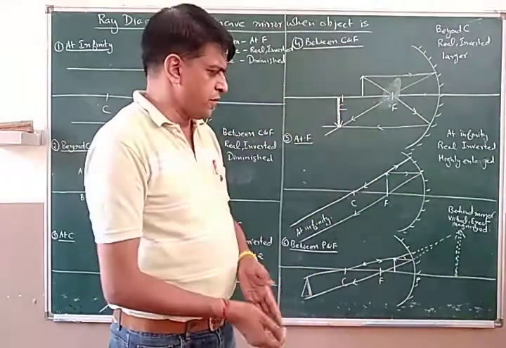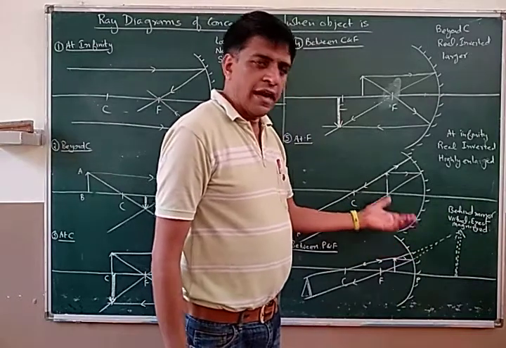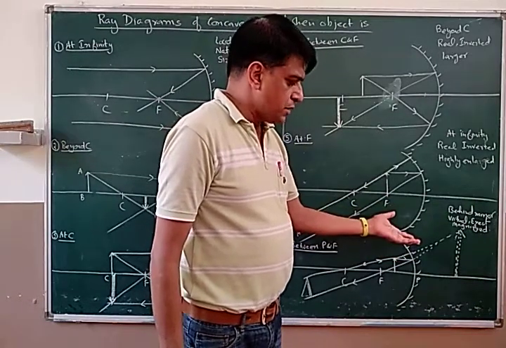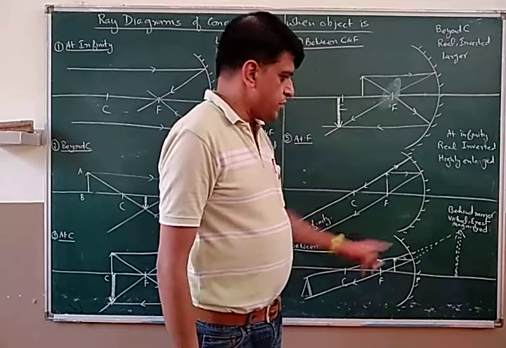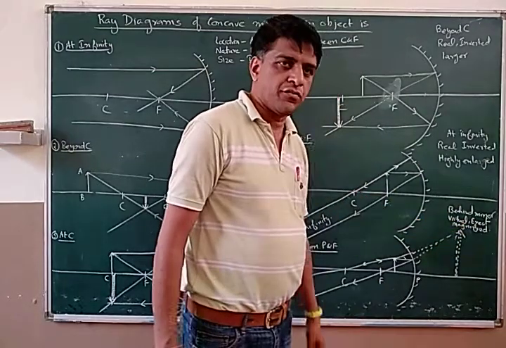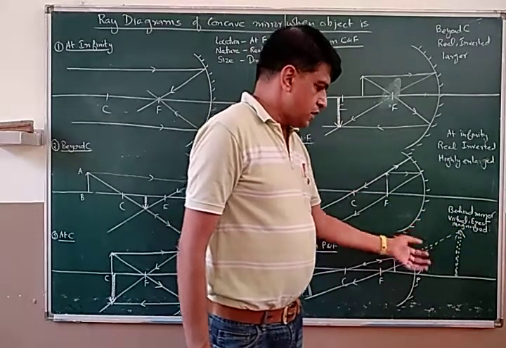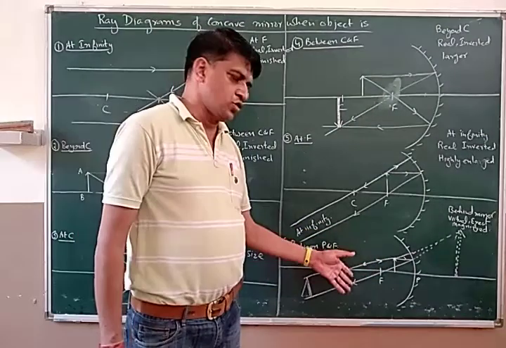And that type of image, which is not formed by the actual intersection, where the light rays only appear to meet at a point, is called a virtual image. And this image is behind the mirror, virtual, direct and magnified. And this type of image cannot be taken on a screen, that's why it is called a virtual image.